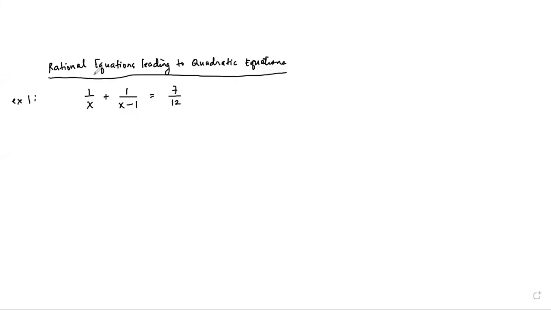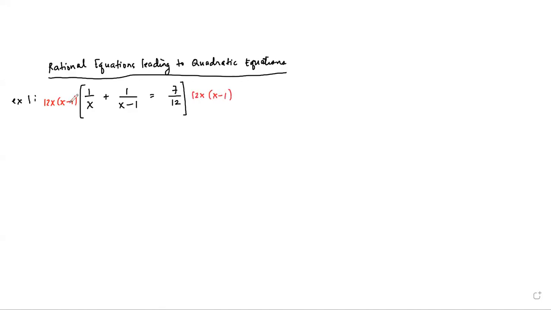Hello everyone. In this video, we shall cover rational equations that lead to quadratic equations. So for our first example, we have 1 over x plus 1 over x minus 1 equals 7 over 12. To get rid of the denominators, we shall multiply both sides of the equation by the least common denominator. And in this case, the least common denominator is 12x times x minus 1.